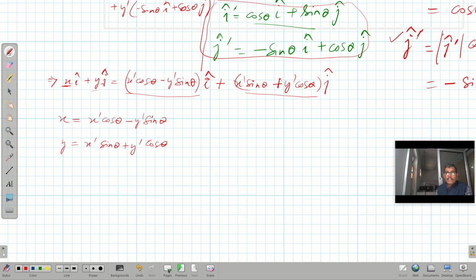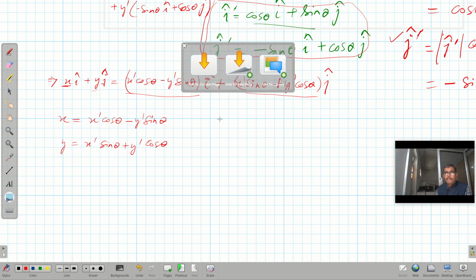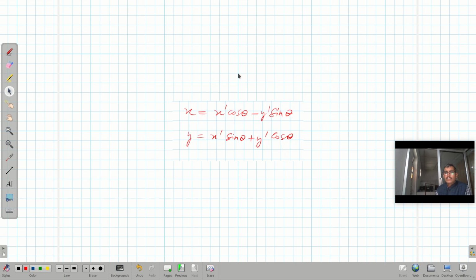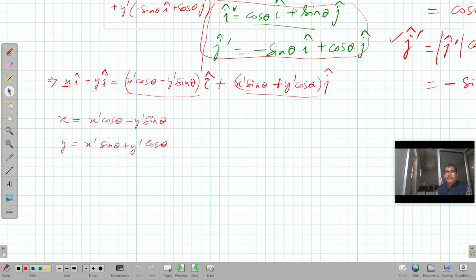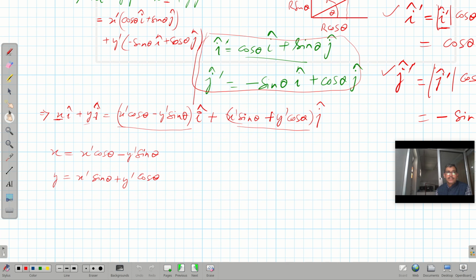Let me go to the next page. Yeah, again come back. There is another relationship that is here. This is another relationship.